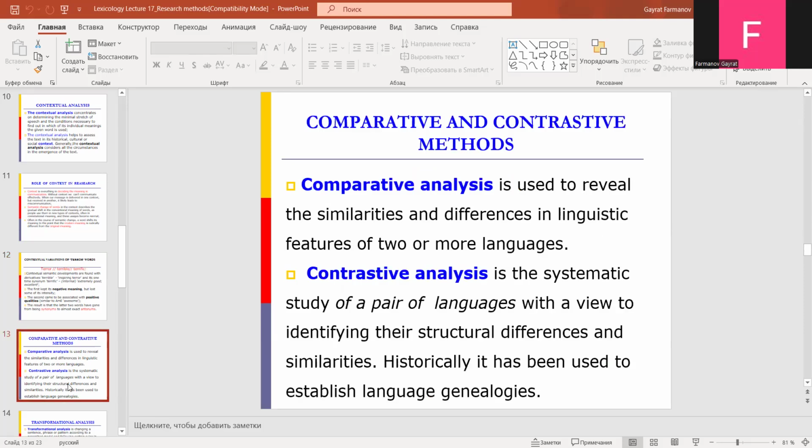Comparative and contrastive methods. Comparative analysis is used to reveal the similarities and differences in linguistic features of two or more languages. Contrastive analysis is a systematic study of a pair of languages with a view to identifying their structural differences and similarities. Historically, it has been used to establish language genealogies.